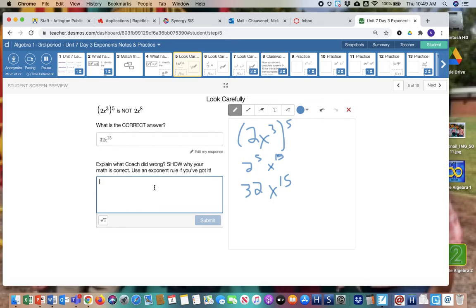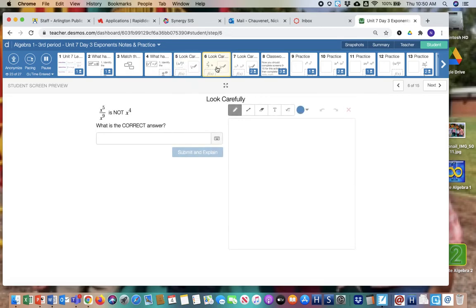Okay, now what did coach do wrong here, right? Show that your math is correct. Use an exponent rule if you've got it, right? Well, they made 2 mistakes, right? They did not do the 2 to the 5th power, and they added the exponents when they should have multiplied, right? Okay.